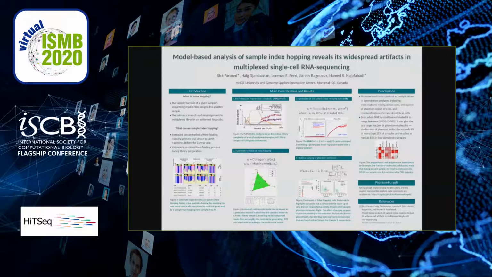The title of my talk is Model-Based Analysis of Sample Index Hopping Reveals its Widespread Artifacts in Multiplex Single-Cell RNA Sequencing. Allow me to unpack the meaning of some of these words.